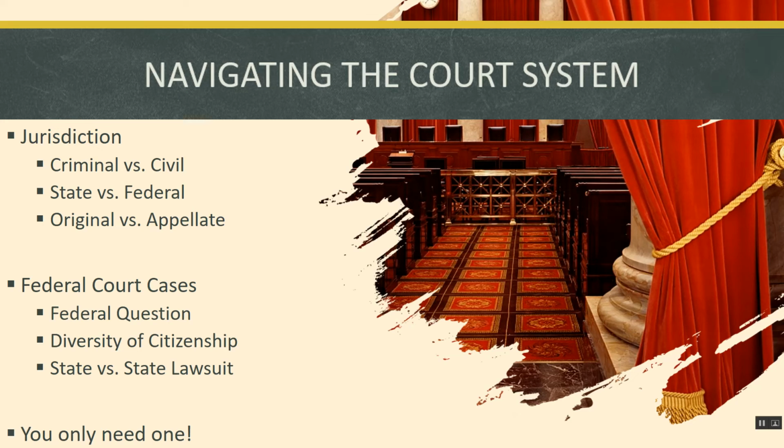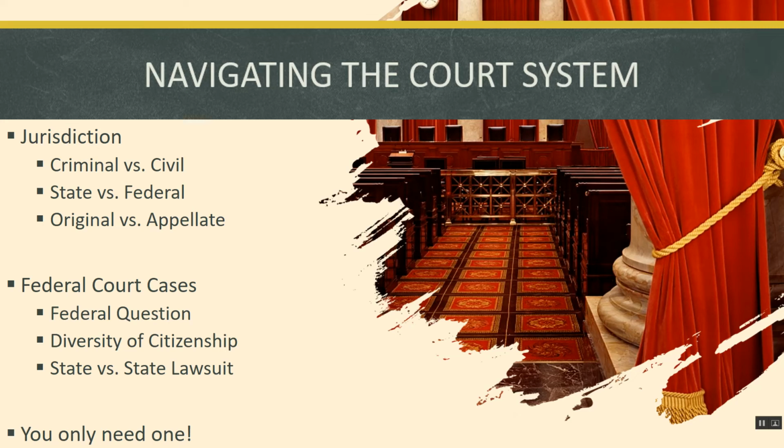So it is important to understand that there are many different types of jurisdiction. One distinction is that between criminal and civil jurisdiction. But for our purposes, it is really important for you to understand the difference between state and federal jurisdiction on the one hand, original and appellate jurisdiction on the other. So let's start with that first distinction.